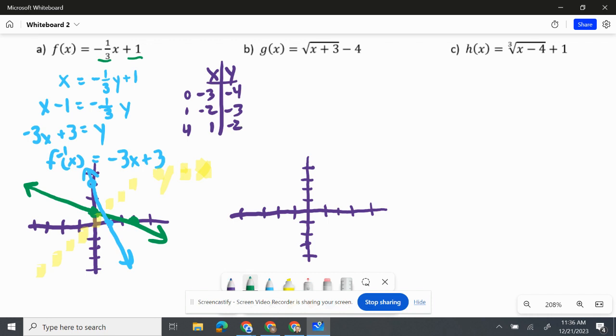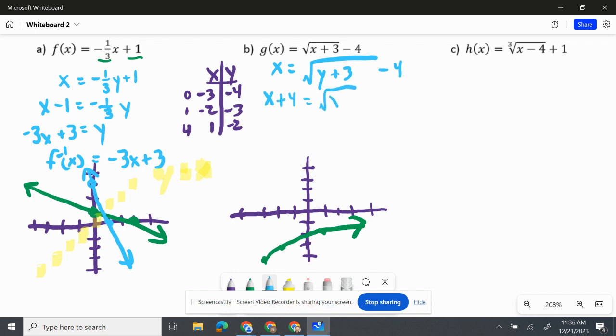So we're going to plot that. We have (-3, -4), (-2, -3), and (1, -2). So this right here is what my graph looks like. I'm going to find the inverse. So I'm going to switch the x and the y. I'm going to add the 4. And then I'm going to square it. And then I'm going to subtract the 3.